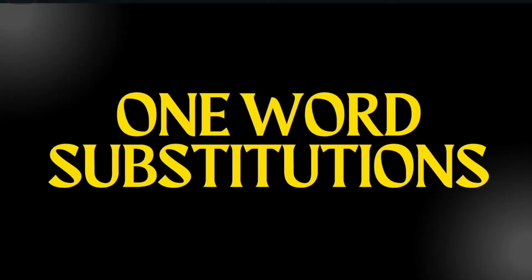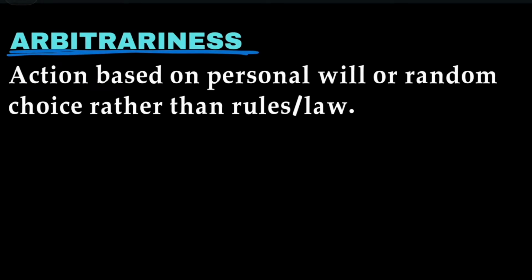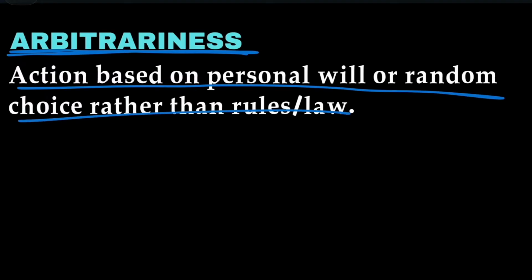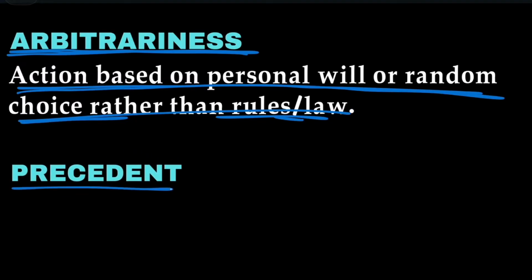So, we have successfully completed the first part, which is vocabulary, and now moving on to the second one, one word substitutions. The first one word substitute is arbitrariness. It means action based on personal will or random choice rather than rules or law. Action that is based on personal will or random choice rather than any rule or any law.